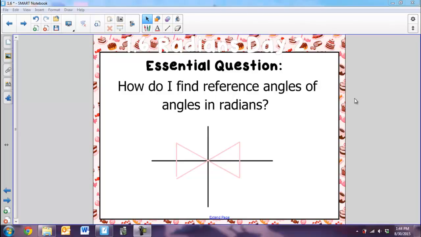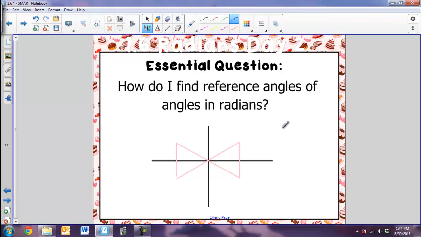Hey guys, today we are going to continue talking about radians, which we started yesterday. Remember, today we're talking about reference angles and a little bit of word problems. So, how do I find reference angles of angles that are in radians instead of degrees?